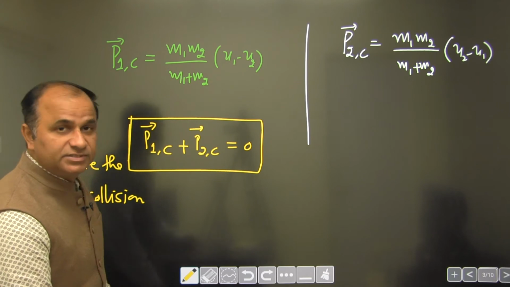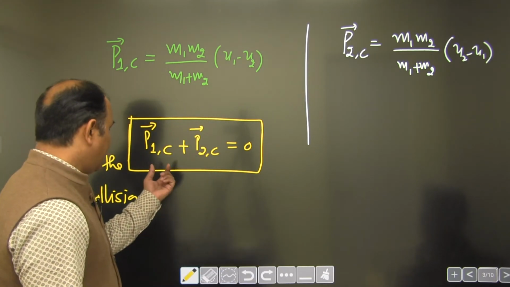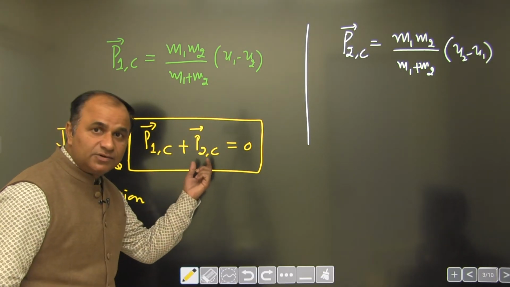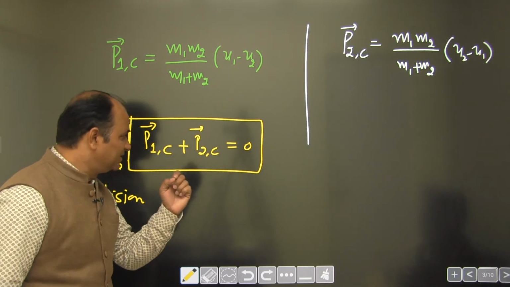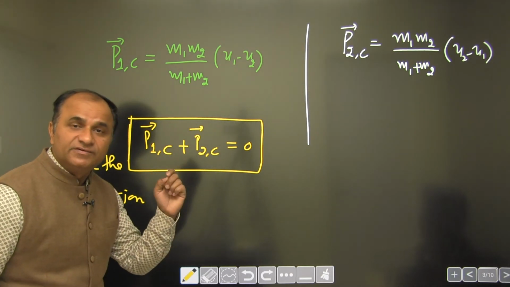This is just before the collision. So we see that if the sum of two vectors is equal to 0, this means these two vectors are equal and opposite.